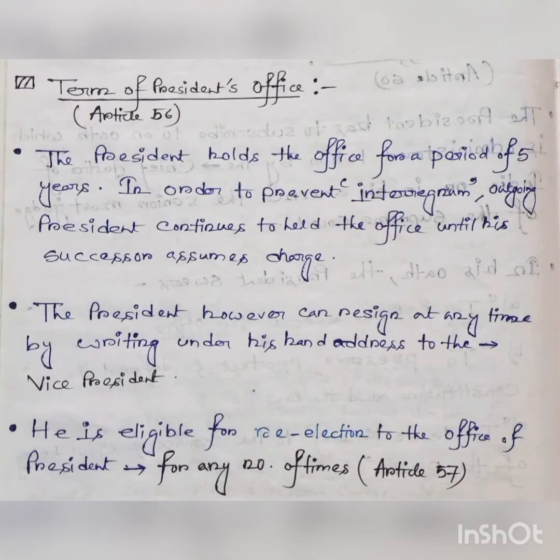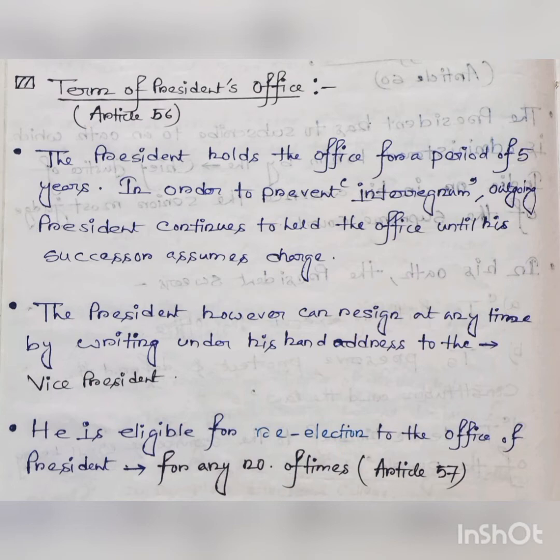Next point, the term of the President's office. Article 56 deals with this. The President holds the office for a period of 5 years. In order to prevent disruption, the outgoing President continues to hold the office until his successor assumes charge. Next point, the President, however, can resign at any time by writing under his hand to the Vice President. And number 3, he is eligible for re-election to the office of President any number of times. Article 57 deals with this.